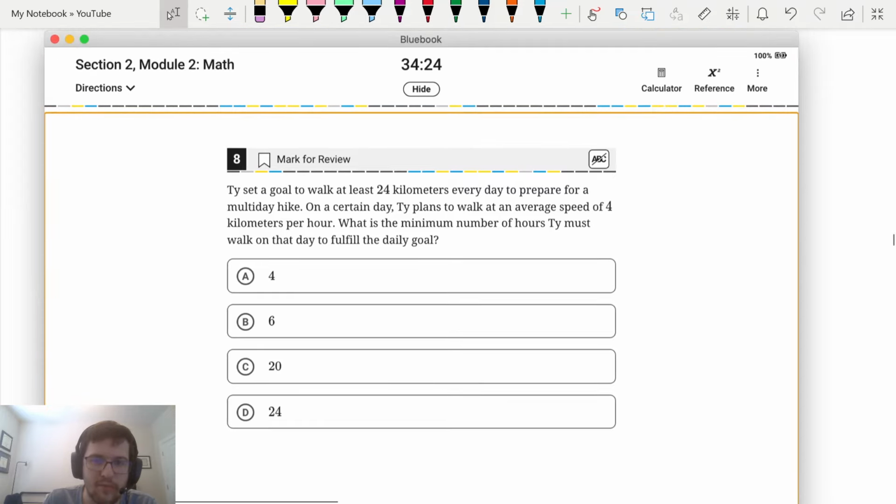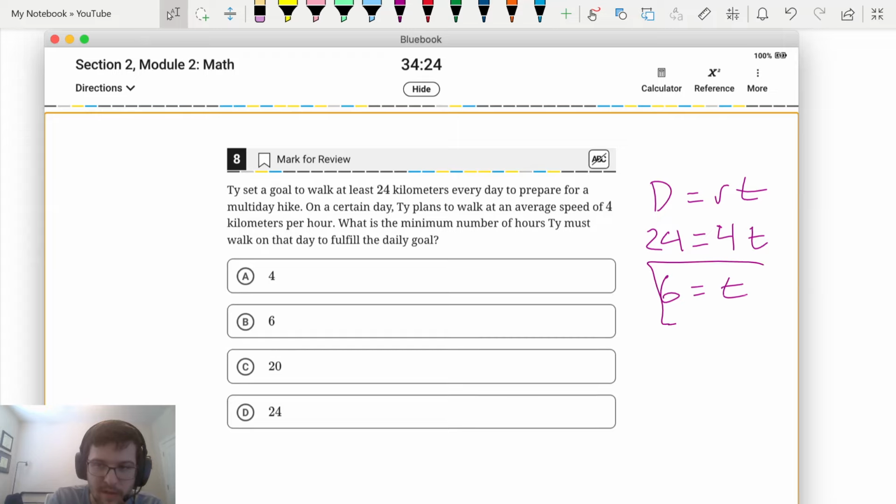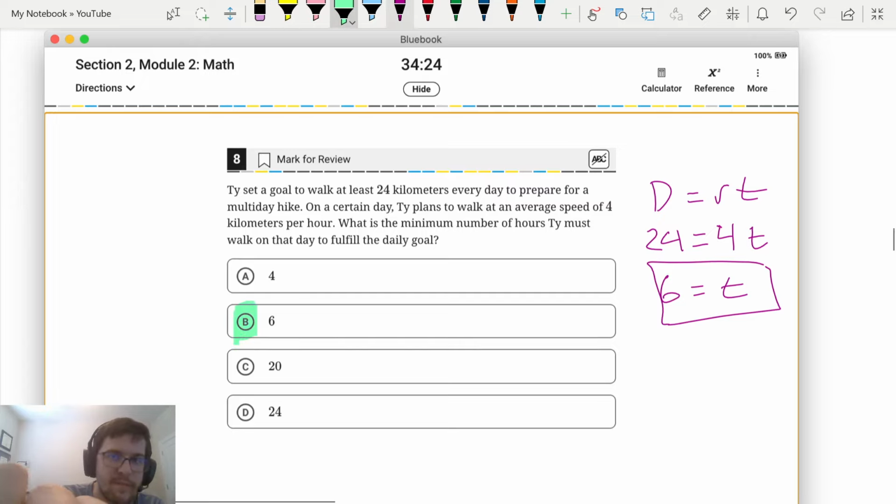So remember, distance equals rate times time. So the distance, she wants to do 24, and the rate is 4 kilometers per hour, and the time we don't know. So we divide both sides by 4, and we get 6 equals t. So it would be 6 hours. So the answer is B.